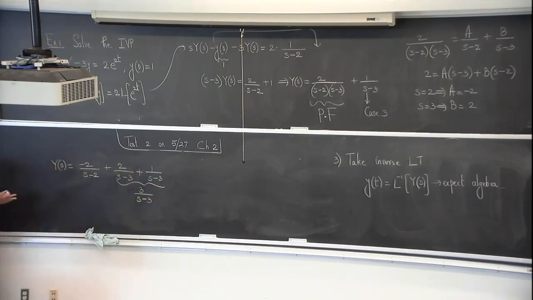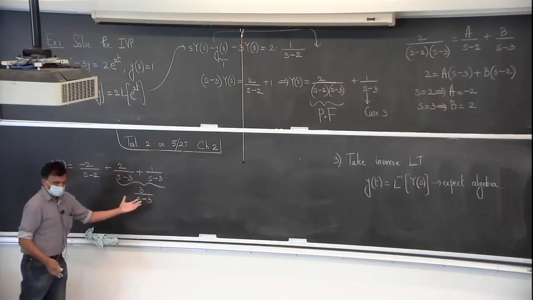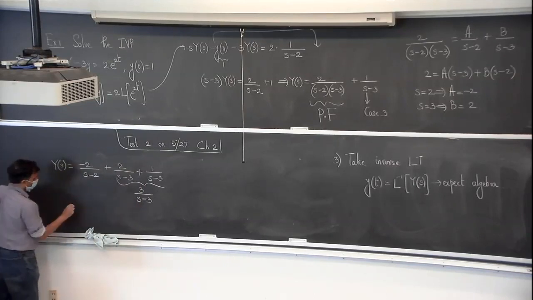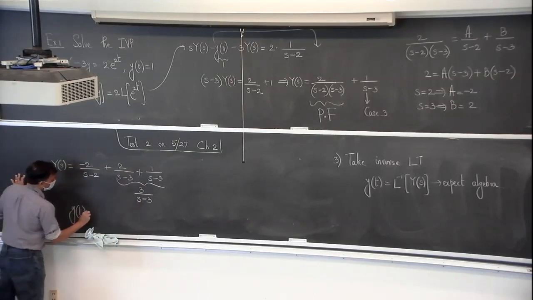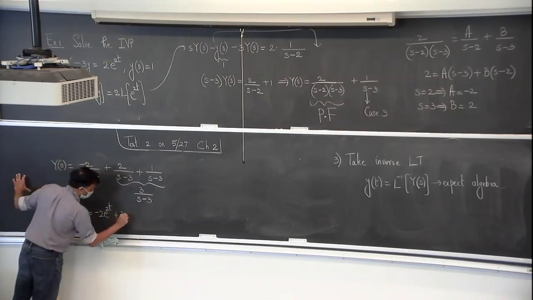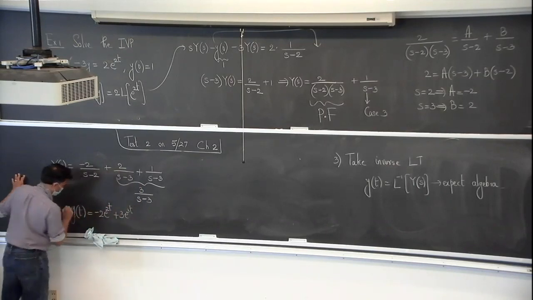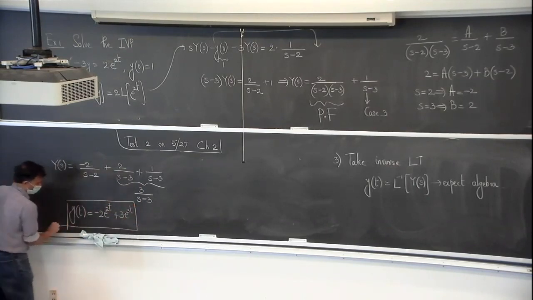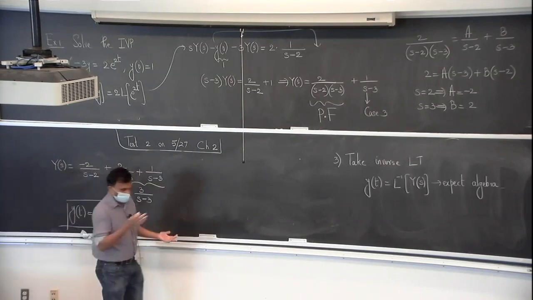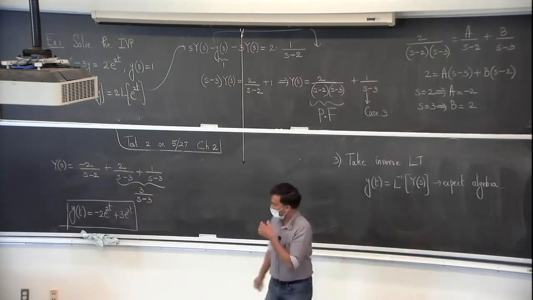I don't think you need my permission to combine these two, sitting there waiting to be combined. Now this is case 3. Y of t equals negative 2 e to the power of 2t plus 3 e to the power of 3t. You would have gotten the same answer if you did integrating factor. At this point, it's difficult to argue about which one is easier or harder. You might have your own opinions about it.